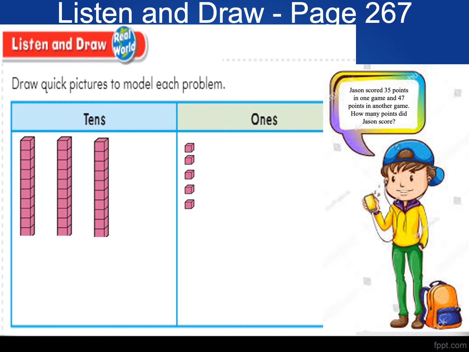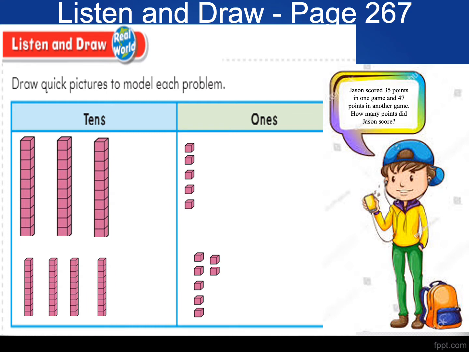He scored 47 points in another game. So 47 has how many tens, children? 4 tens. Excellent. 1, 2, 3 and 4 tens and 7 ones. Now what we have to do, we have to find the total. In the beginning, I am trying to show you the numbers 35 and 47 using these two sections. So on top you will see 35 and below you will see 47.